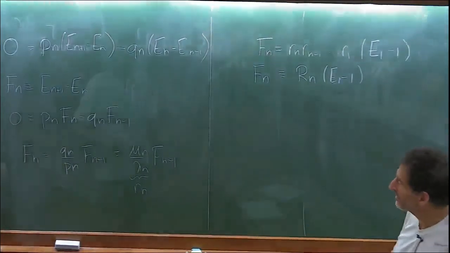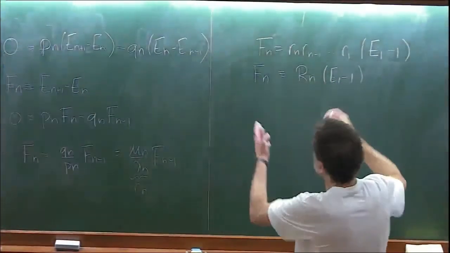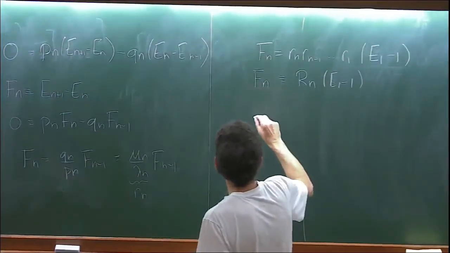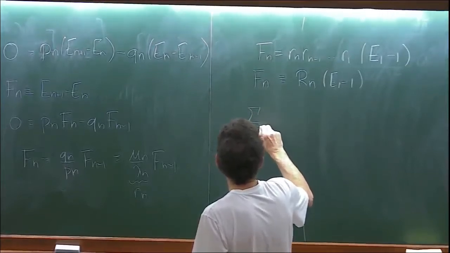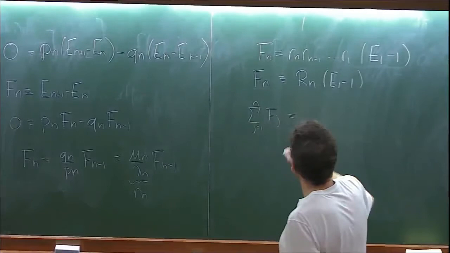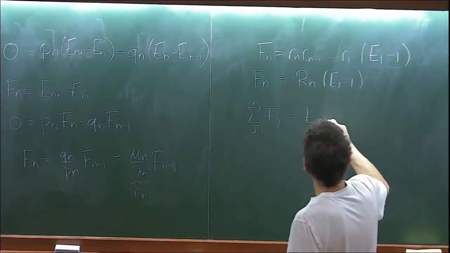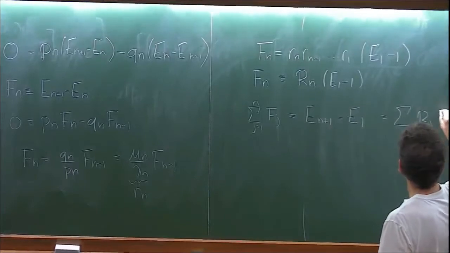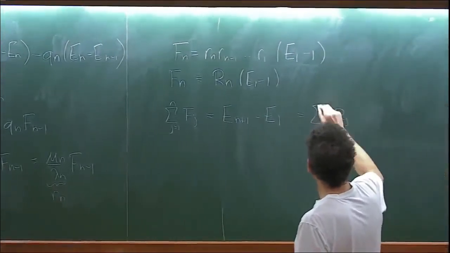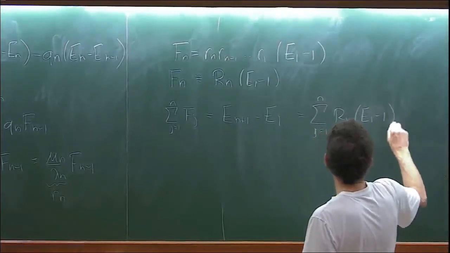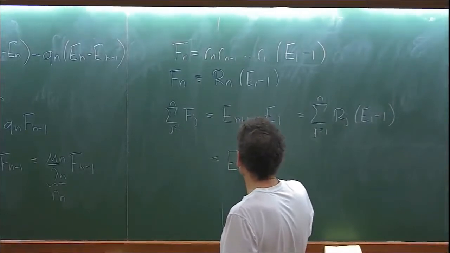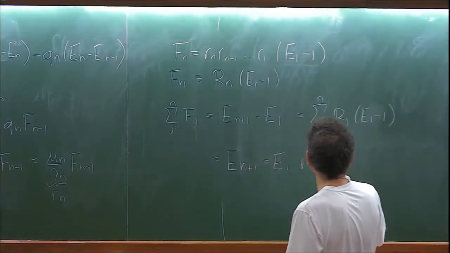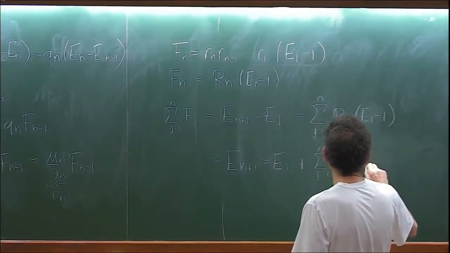But now F_n is nothing more than the first difference of E_n. So all I have to do is sum this equation to get the solution for E_n. So what I'll do now is sum j equals 1 to n of F_j. Well, this is nothing more than E_{n+1} minus E_1. And so this is equal to the summation over j from 1 up to n of R_j times (E_1 minus 1). So finally, I have the following equation: E_{n+1} is equal to E_1 plus the summation j equals 1 to n of R_j times (E_1 minus 1).